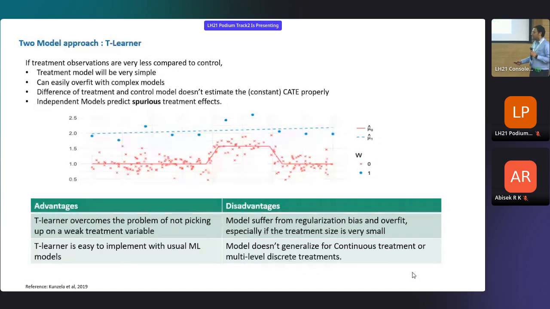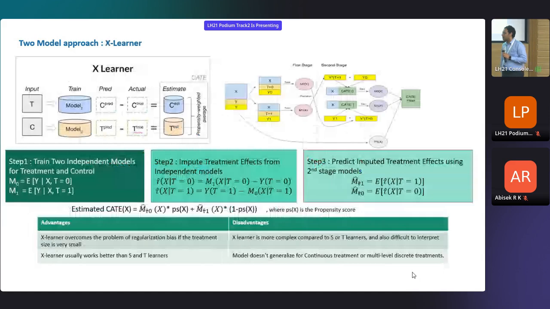So in this example, the CATE effect is very linear or constant, but because of the way the data is distributed, it leads to a spurious treatment effect, which is nonlinear in this case, right? So now, again, the advantages are definitely that it's easy to implement with ML models, and we overcome the problem of the S learner in terms of missing out the effect, but this can suffer from regularization bias, especially if the treatment effect is small, and it still doesn't work for continuous treatment, right?